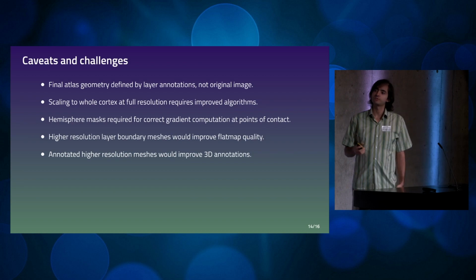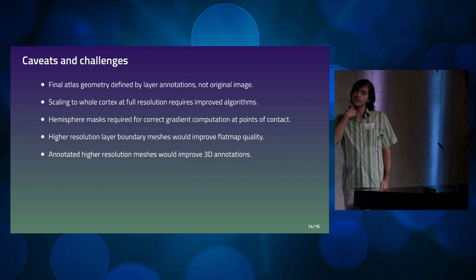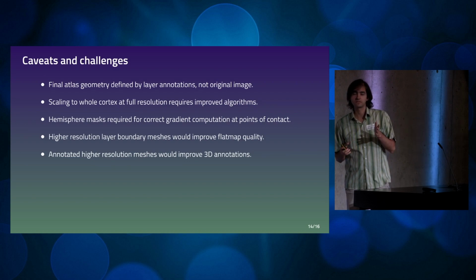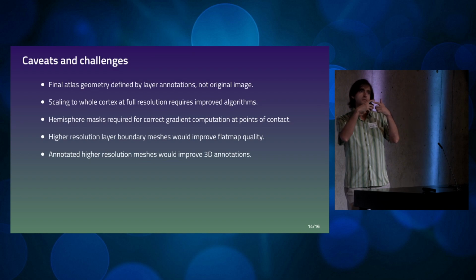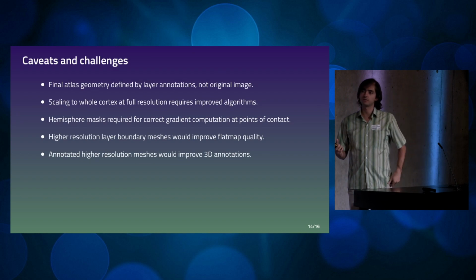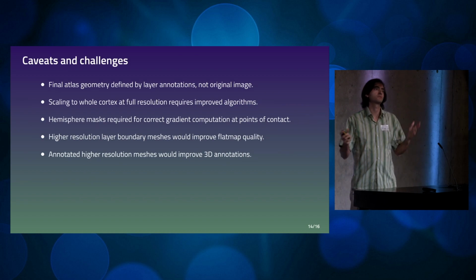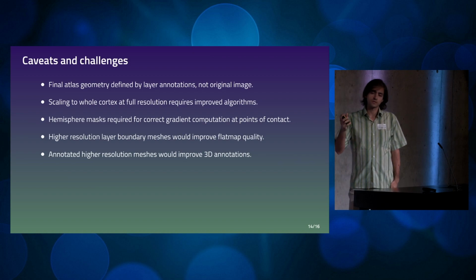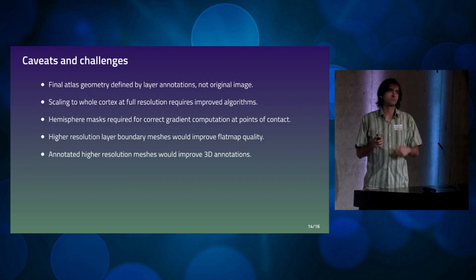And then also, to define the gradients, it's important to have hemisphere masks, because at the point where the hemispheres meet, the gradient is not well defined. So here I had to manually annotate the 100 micron volume, but of course manually annotating the full resolution thing is too much work. So if this was provided with the BigBrain dataset, it would be very good.